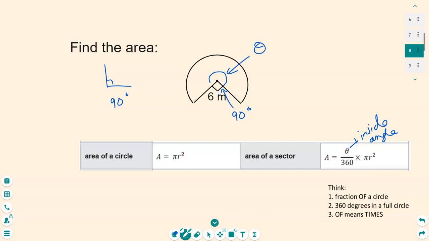What if I need to find that leftover angle? It's what's left of the full circle, 360 take away 90. And you can draw all over your diagram, whatever you need to do to find what you need to plug into the equation. So that's 270 degrees. And then we have our formula. We've got theta and we've got the radius, halfway across the circle. So let's write our formula.